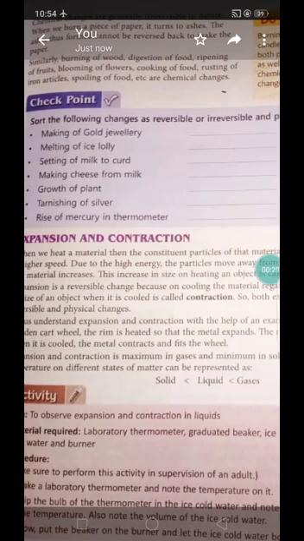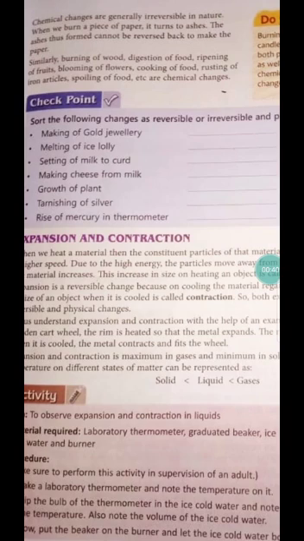The expansion of an object on heating is a reversible change. This is because when a hot object is cooled, it decreases in size and comes back to its original size. Decrease in size of an object on cooling is called contraction. In the simplest terms, expansion means increase in size and contraction means decrease in size.